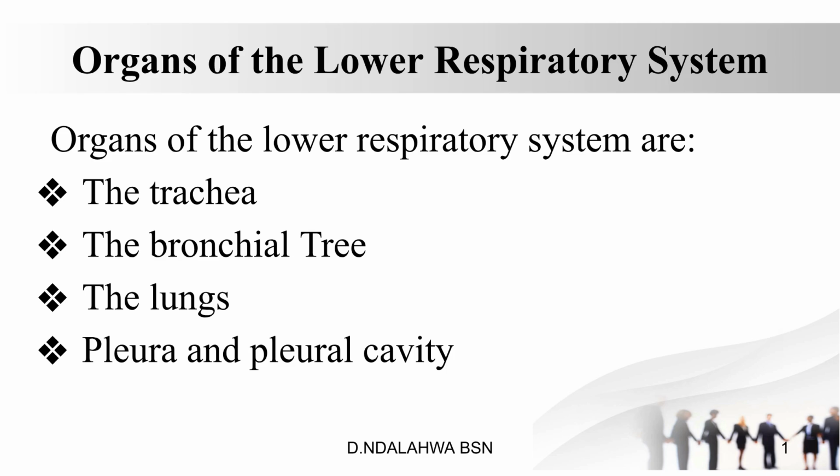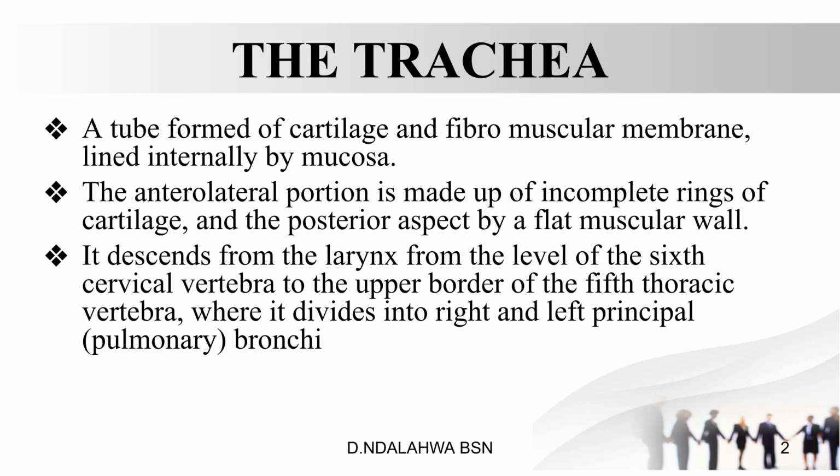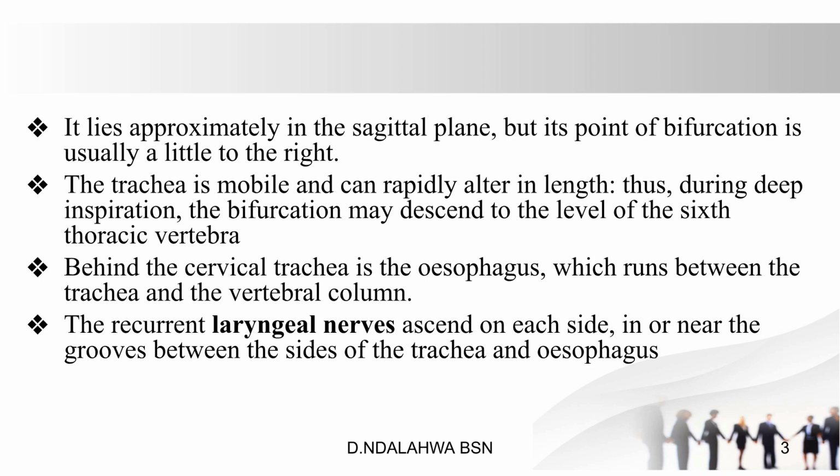The organs of the lower respiratory system include the trachea, the bronchial tree, the lungs, and the pleura and pleural cavity. The trachea is a tube of cartilage and fibromuscular membrane, lined internally by mucosa. It descends from the larynx and divides into the right and left principal bronchi. The trachea is mobile and can alter in length, descending during deep inspiration.